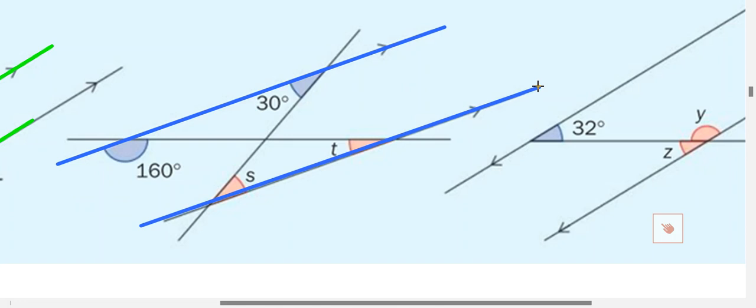So with parallel lines, I'm looking for a transversal. I'm trying to separate this diagram. I can see that here is one transversal. That's making me think that 30 is going to be alternate to S, which means S equals 30 degrees. If I can't remember, alternate angles.